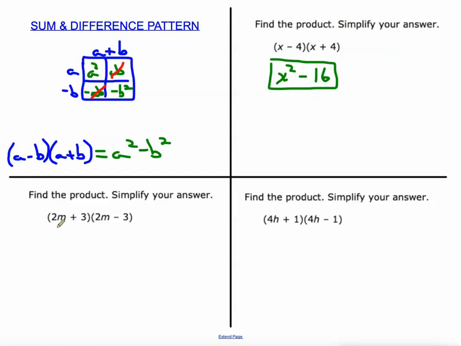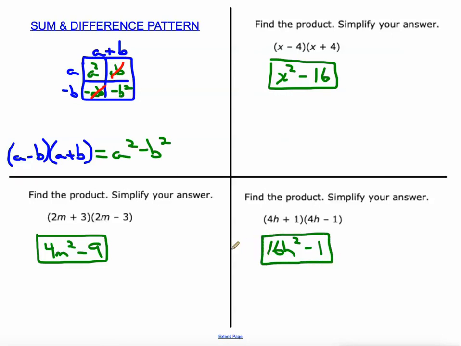This one, a is 2m, so 2m squared, or 2m times 2m is 4m squared. And then b is 3, so we're going to do minus 3 squared, or minus 9, just 4m squared minus 9. And the last one, 4h plus 1 times 4h minus 1, 16h squared minus 1. 4h times 4h is 16h squared. 1 times 1 is 1. It's always subtraction. Always subtraction on these.